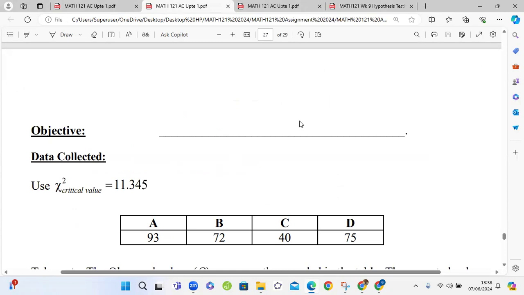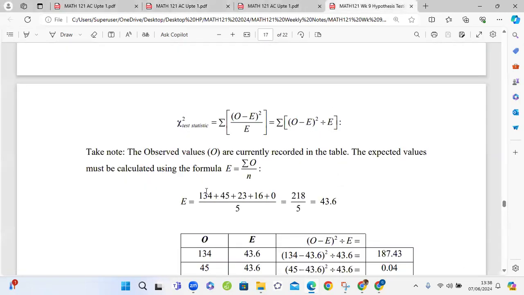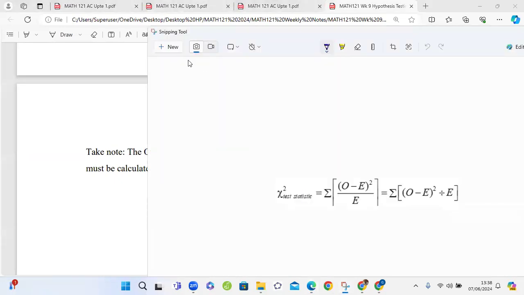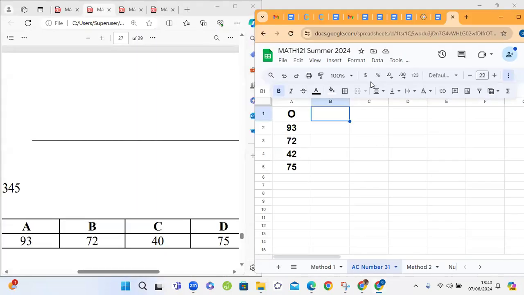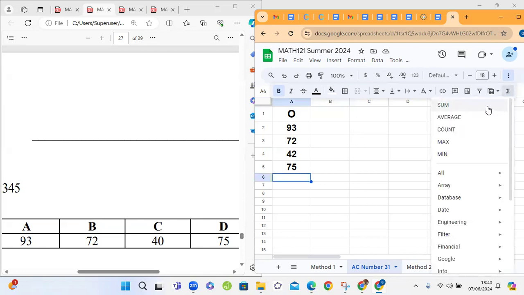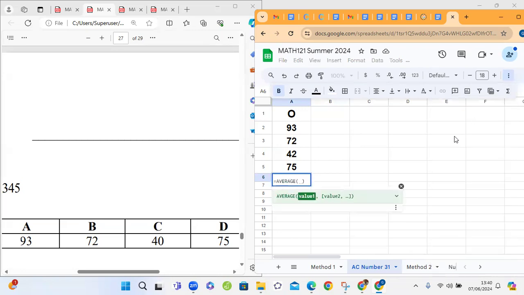The expected values must be calculated using this formula. We have to find the average of the observed for the chi-square test for randomness. So bear that in mind. So we have transferred these values to Google Sheets: 93, 72, 42, and 45. These are the values that we observed. The average now will be the expected. That's for the chi-square test for randomness. So we find the average of the observed.